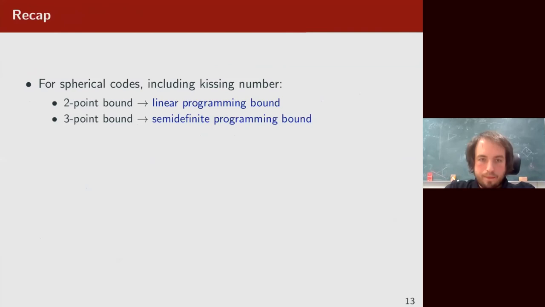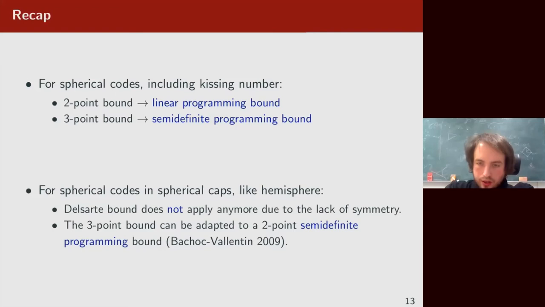Okay, so just to recap what we did here. For spherical codes, we have these two kinds of bound, the LP bound, the 2-point bound, and the SDP bound, the 3-point bound. Now if you look at the hemisphere, for instance, then we cannot use the 2-point bound. So the only thing we can apply in these kinds of things is the 3-point bound, the SDP bound.